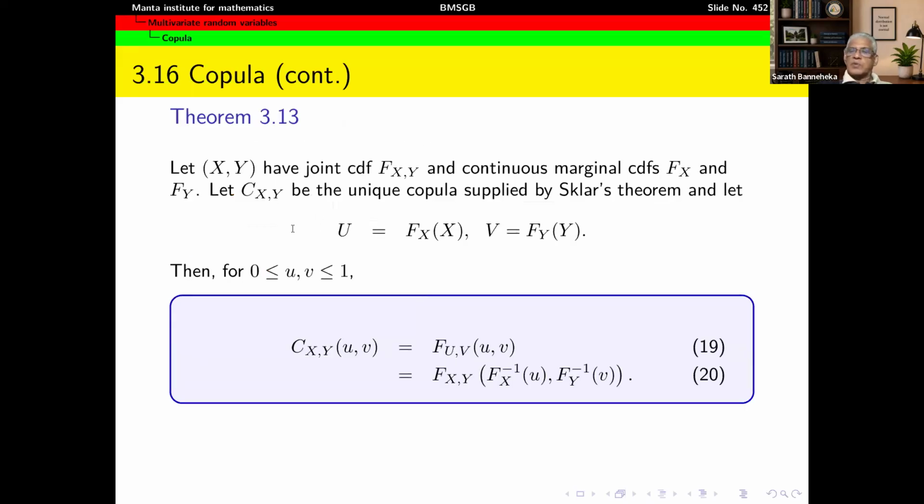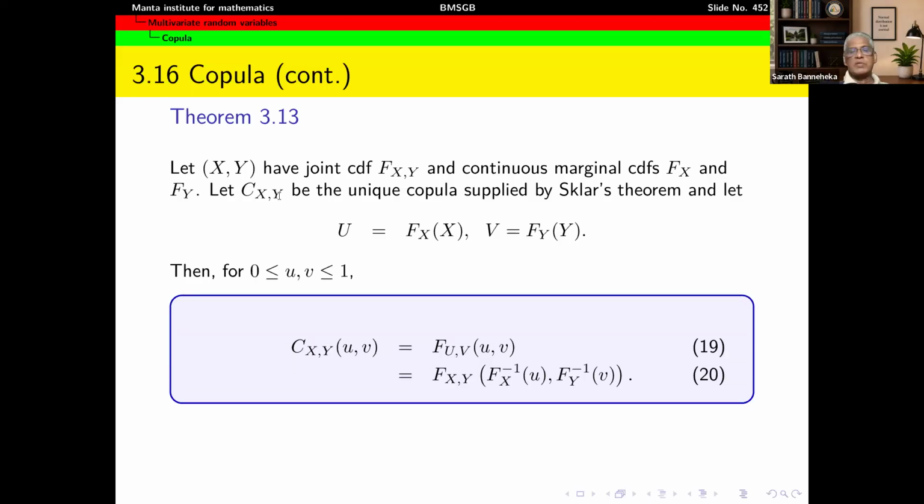Right. So as I mentioned, now we will look at what is the form of the unique copula when X and Y are continuous. So let (X, Y) have joint CDF F_XY and the continuous marginal CDFs denoted by capital F_X and capital F_Y. Let C_XY, instead of just C, I am calling it C_XY here because later on I am going to consider the copula for two other variables also. Therefore, to distinguish those two, I will use two different notations rather than using C for everything.